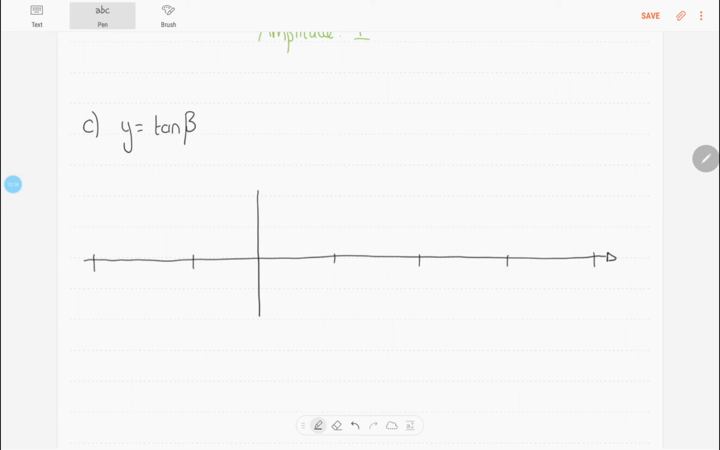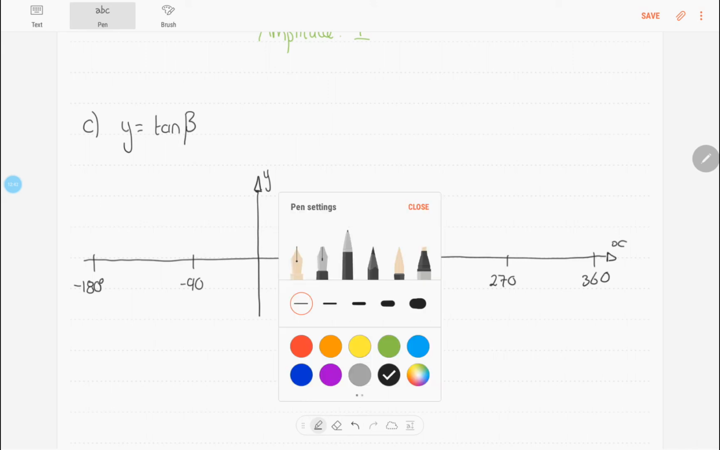So here we're going to introduce our asymptotes. First things first, you label your axes, x and y. We fill in our angles: 90 degrees, 180, 270, 360. Over here we have minus 90, over here minus 180 degrees.